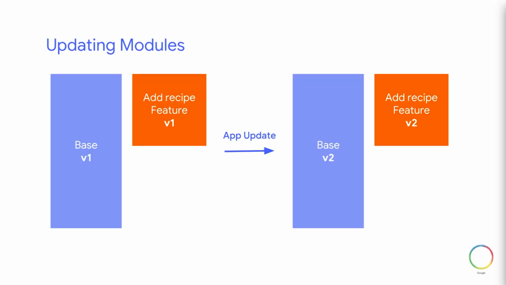When you release an update to your app, Play will automatically update both the base module and any on-demand modules that are already installed. So the versions of your modules are always in sync. Partners tell us this is something they really like about this model.